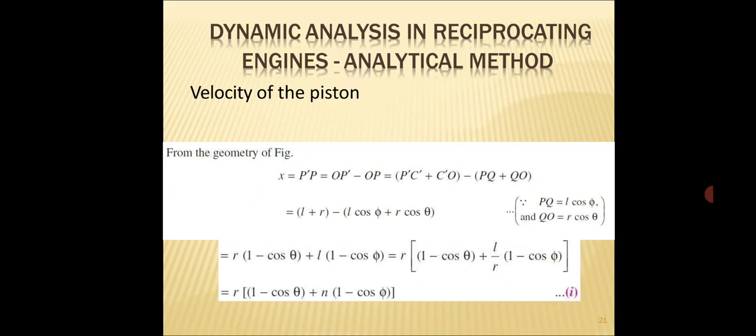So we simplify this equation. L by R is already said to be n, the ratio of the length of the connecting rod to the radius of the crank, that is L by R. So you have to change L by R into n. This is considered as the first equation.